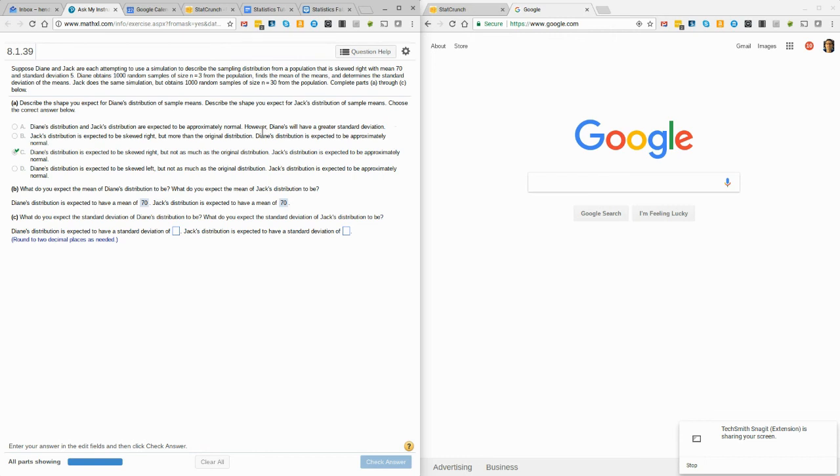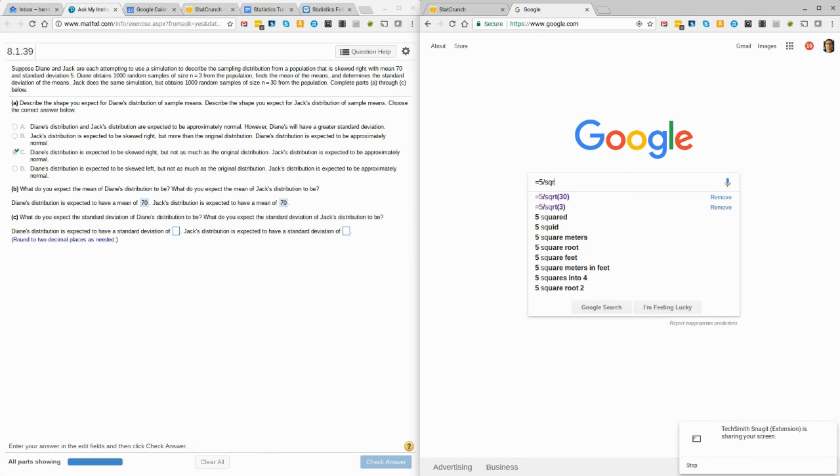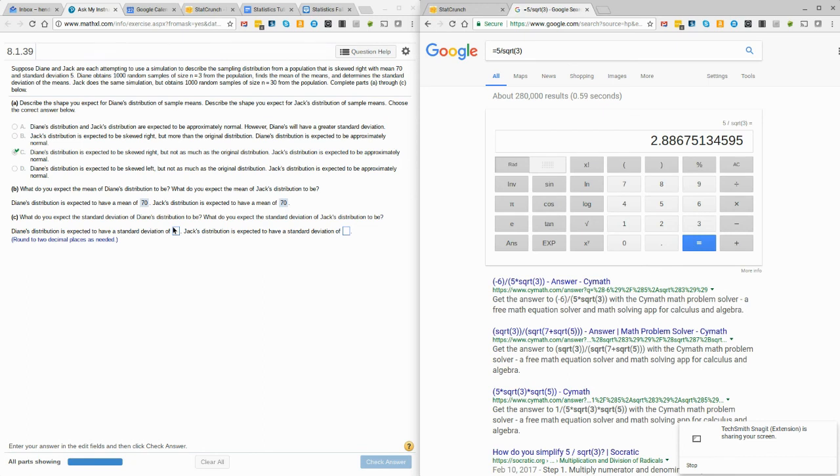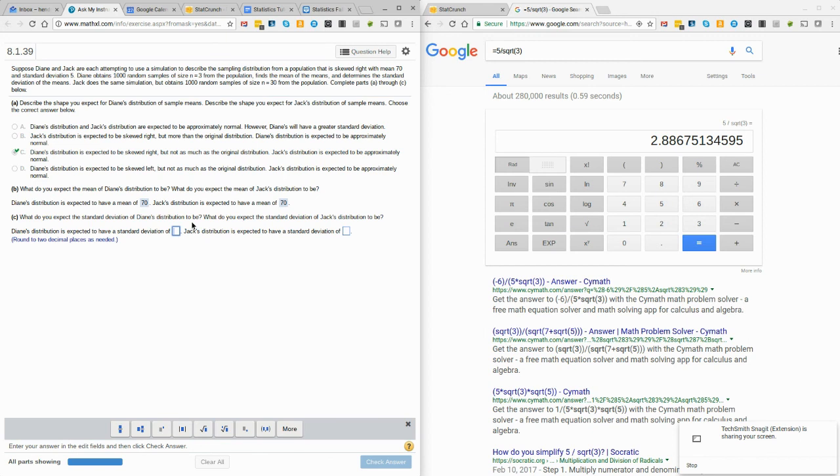We just take the original distribution's standard deviation, and we divide it by the square root of the sample size. So for Diane, that's 3. Take 5 and divide it by the square root of 3. And that gets us a standard deviation of about 2.89 if we round to 2 decimal places.